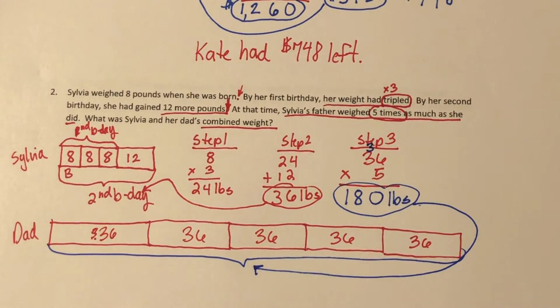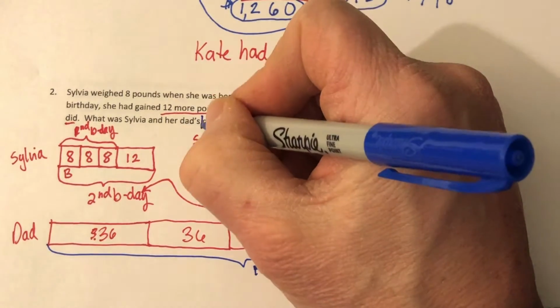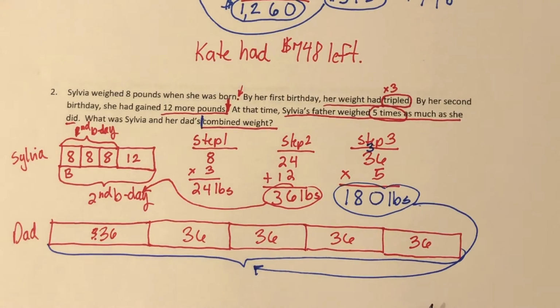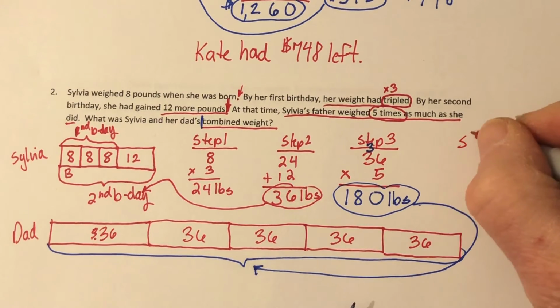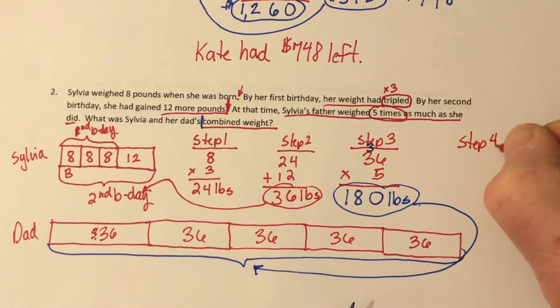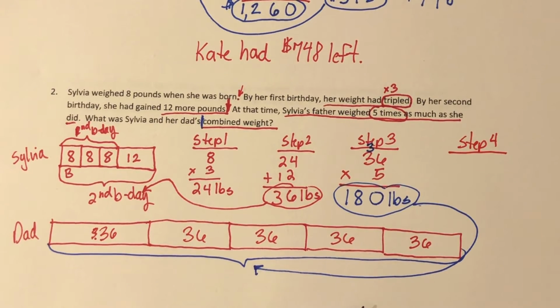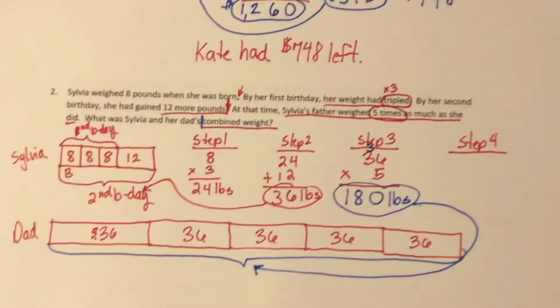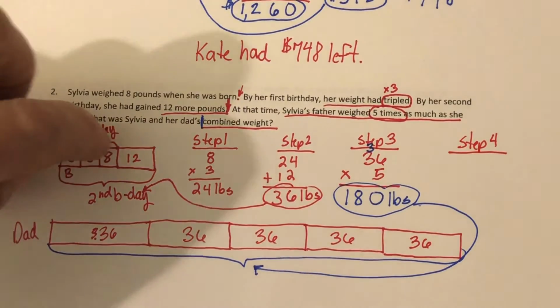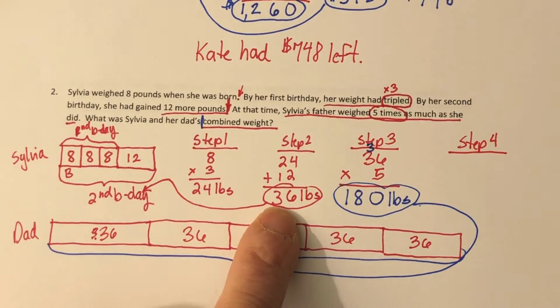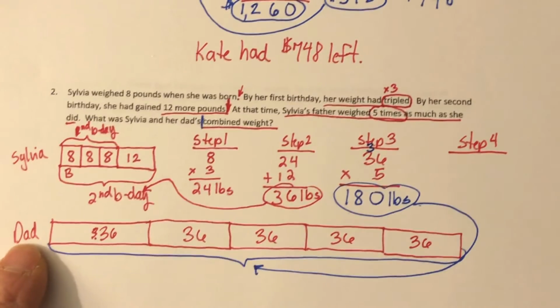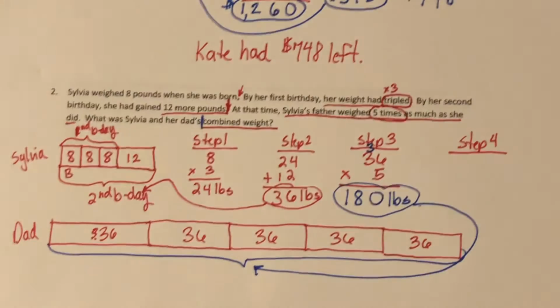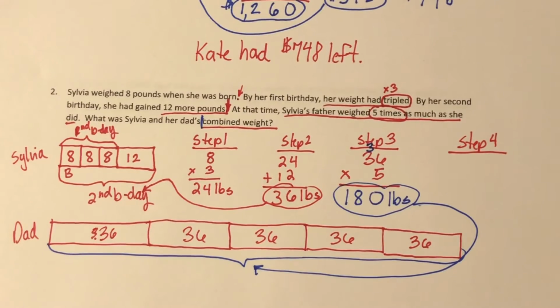So now what I need to do is find out their combined weight. So you guessed it, a step 4. We'll talk about multi-step problems. So what do I need to do now to find out that last piece? I need to add Sylvia's weight at her second birthday, which was 36 pounds, and add Dad's weight, which was 180 pounds together. You need to combine them together. That's what combine means.